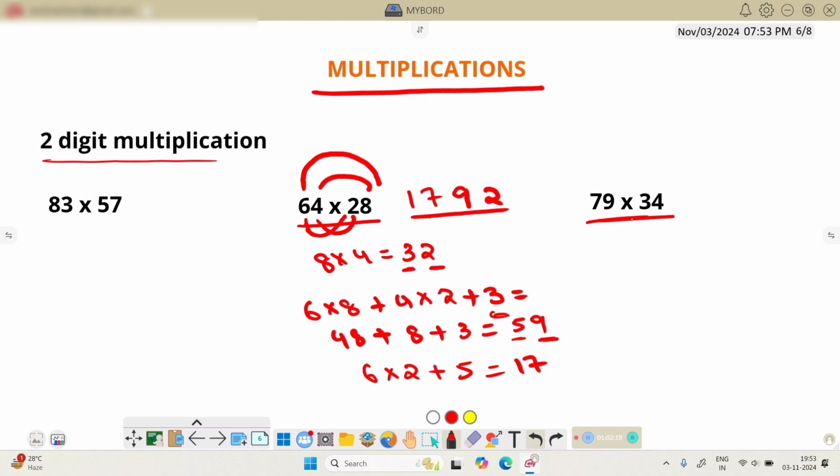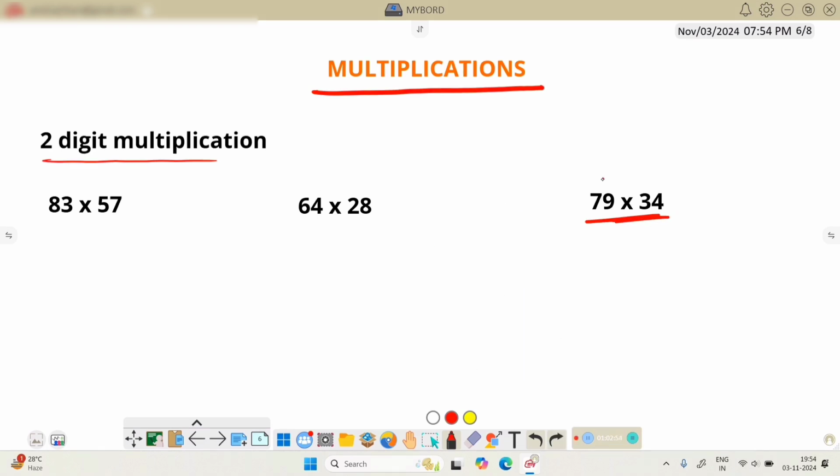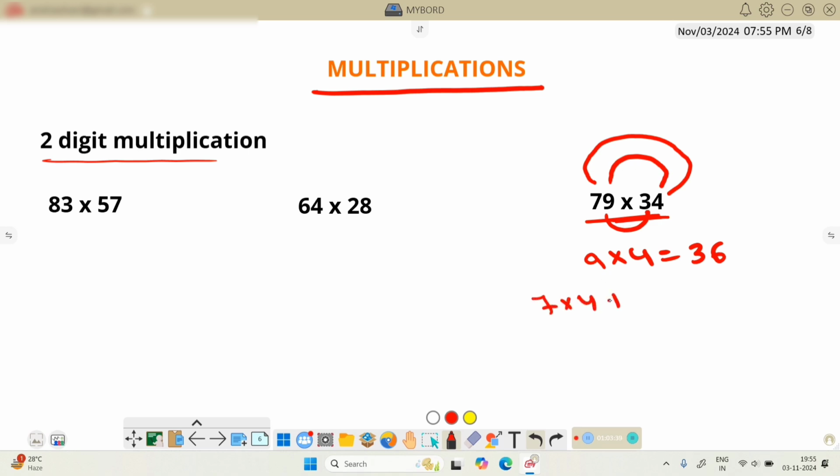Okay, so next we will see this sum. The numbers they have given is 79 into 34. Here the first step we should do is we have to multiply the unit digits 9 into 4. Okay, 4 9s are 36. And the second step is we have to multiply first and last digit and the middle numbers we have to multiply, and we should add these numbers. Okay, so 7 into 4 plus 9 into 3 plus the carried number 3 here you just write it down here, and unit digit 6 you just write it here.